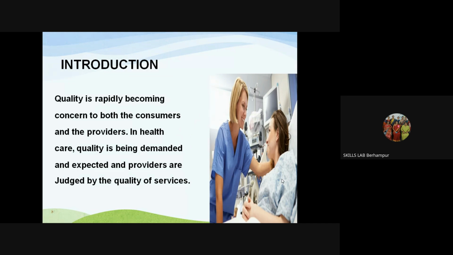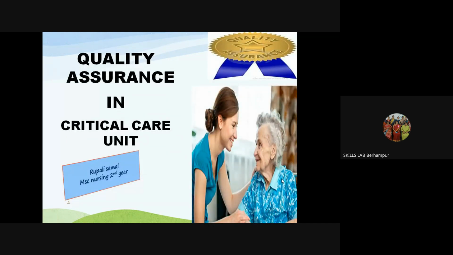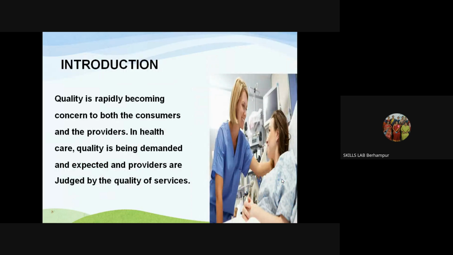First is quality assurance in the critical care unit. You all know quality; what is quality, and how do we assure it? Introduction to quality assurance: quality is rapidly becoming a concern to both the consumers and the providers. In healthcare, quality is being demanded and expected, and providers are judged by the quality of services. We all know the ICU or CCU is a place where quality of care is highly essential, because the patients are in a really life-threatening condition and need all types of quality care.